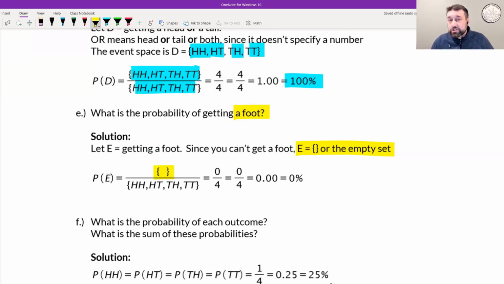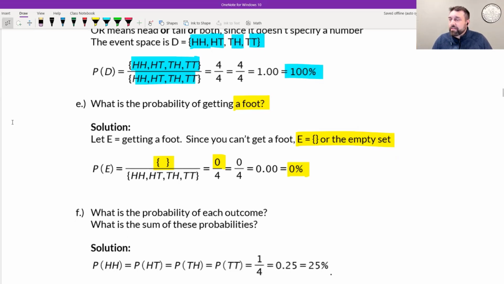When the condition that you're looking for cannot occur, there is no outcome that matches the condition you're looking for, it's called the empty set. And you would have 0 items in that empty set. So if you flip a coin, there is a 0% chance that you're going to get a foot. You get heads, you get tails, no foot.